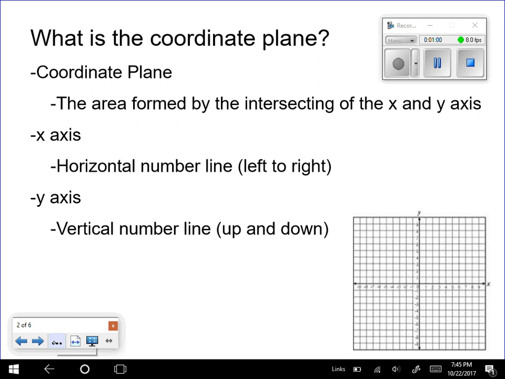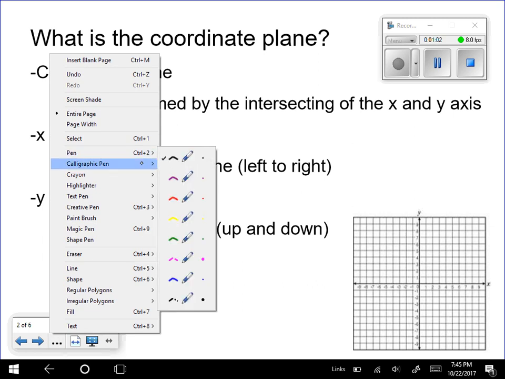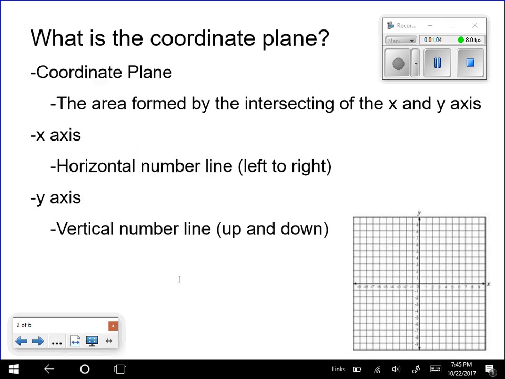So the x-axis is just a horizontal number line, okay? It works from left to right. You can see it here. This is our x-axis. Acts just like a normal number line. And then we have our y-axis, and they kind of intersect here in the middle. And that is also a number line, but it's vertical instead of horizontal. So make sure you take a second just to write down, okay, what is the coordinate plane? Maybe draw a picture so you know what you're looking at.